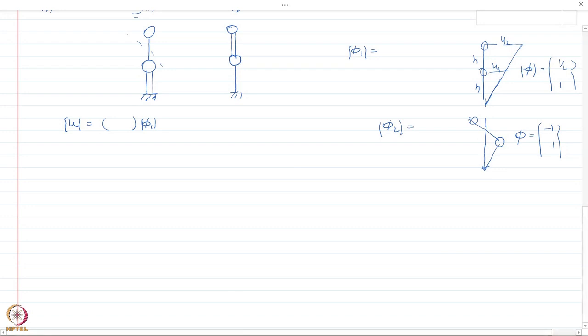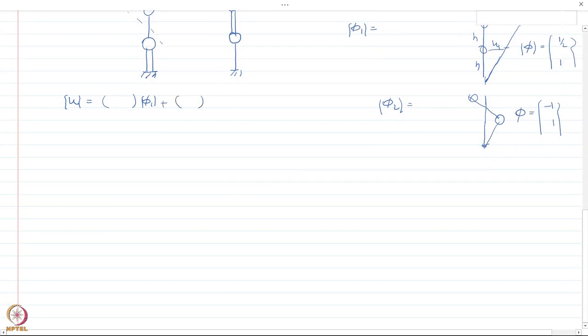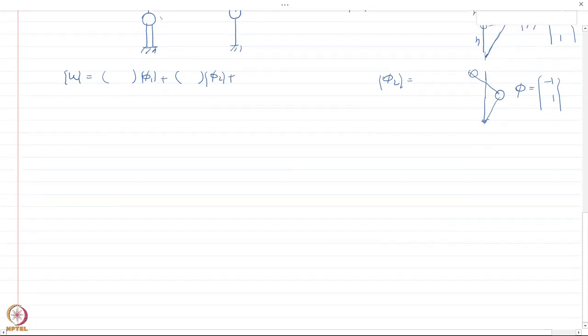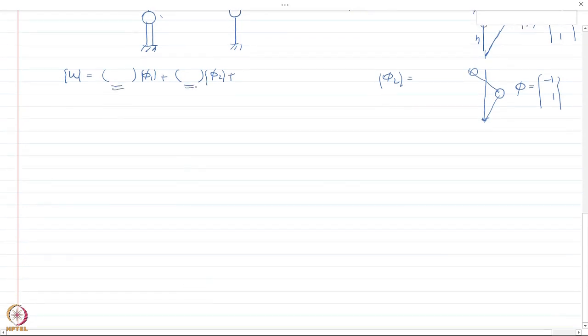So what do we do? We consider all deflected shapes and we say that the total response is actually going to be the sum of all such deflected shapes, a linear combination, and these factors actually determine the relative contribution of each of these mode shapes to the overall response. Okay, so this is how I imagine the response of a multiple degree of freedom system. And we are going to see how to find out these shapes exactly and how to find out these factors.